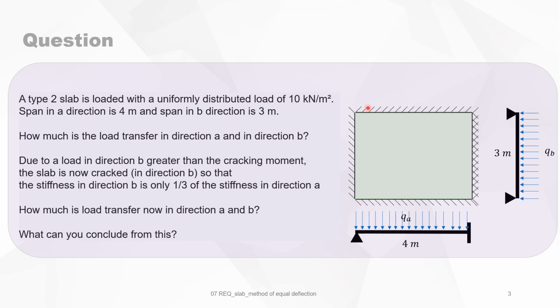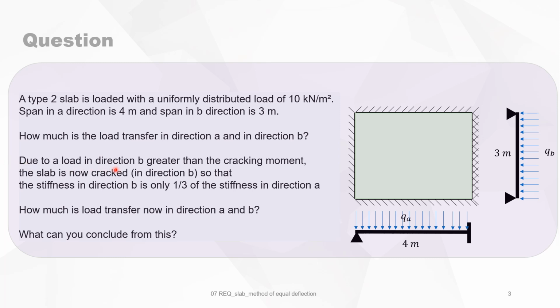Consider a type 2 slab which is loaded with a uniform distributed load of 10 kilonewton per square meter. Type 2 means that this direction is simply supported and the other direction is simply supported and a fixed end. How much is the load transfer in direction A and in direction B? So the question is, what is QA and what is QB?